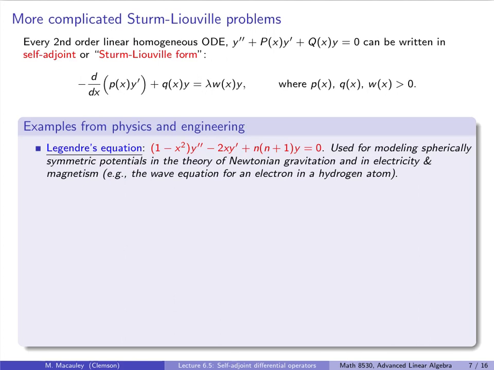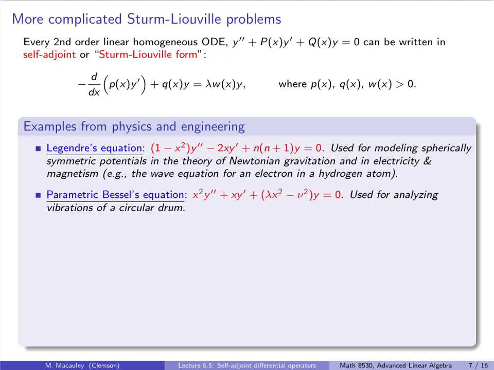in spherical coordinates. The second one is parametric Bessel's equation, x squared y double prime plus xy prime plus (lambda x squared minus nu squared) y equals 0. This is used for analyzing vibrations of a circular drum, so the wave equation in polar coordinates. I also have a lecture on this in my other class.